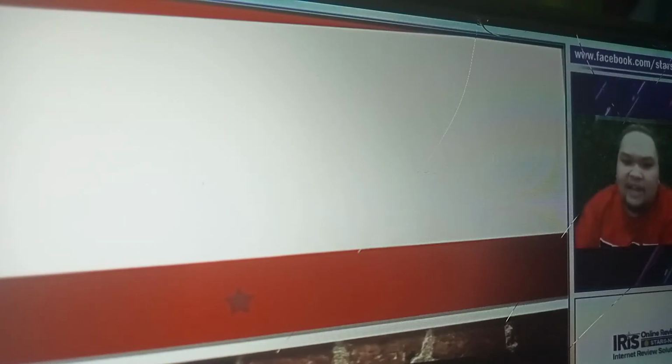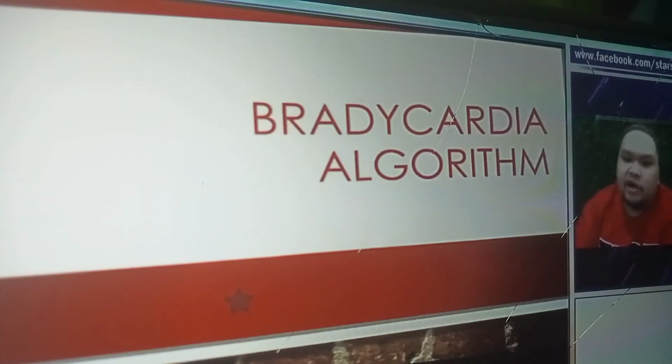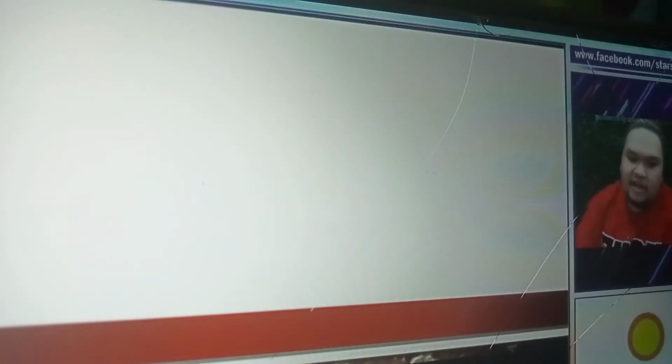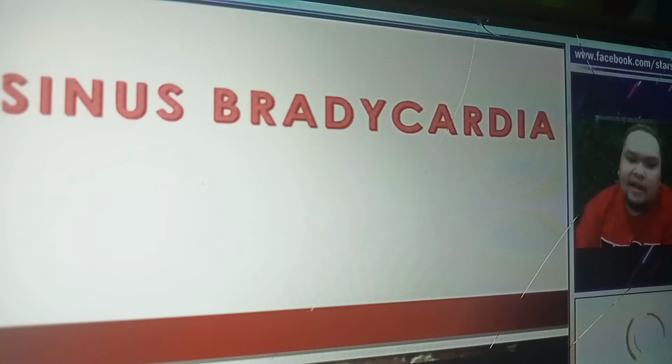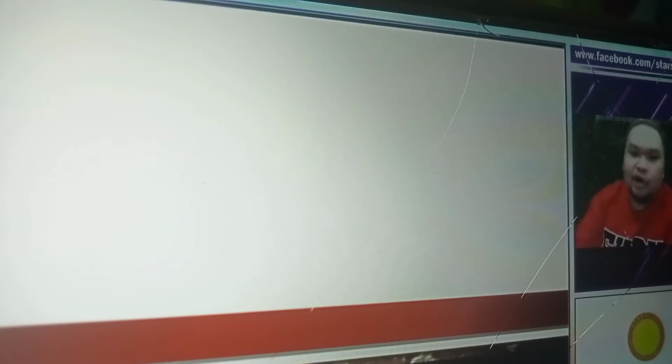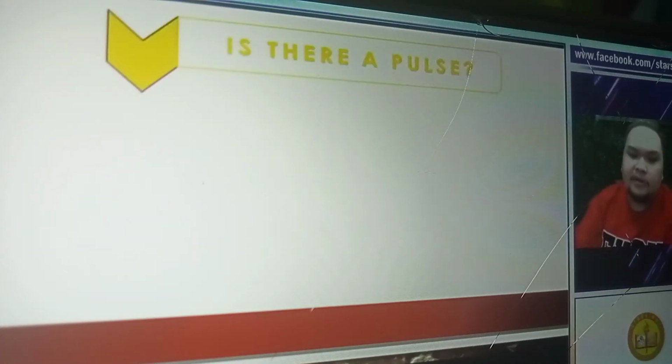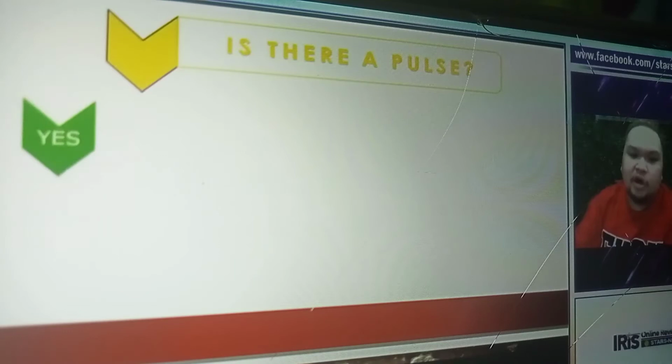Look at your bradycardia algorithm. Can you give me an example of an ECG that will dictate that you are on a bradycardia algorithm? Very good. You have your sinus bradycardia. It says there on your algorithm that once you see sinus bradycardia, you need to check for pulse. So once you see the ECG, the question of the team leader would be, is there a pulse?